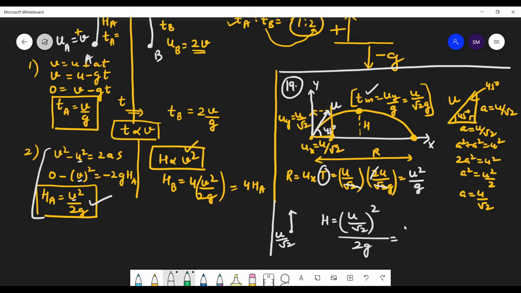So that's your height. So what will you get? U square by 2 divided by 2g. That is u square by 4g. So what is u square by g? U square by g is equal to r. So r by 4. So that's the relation. H is equal to r by 4, or you can write r is equal to 4h. So that's the relation between the range and the maximum height attained.